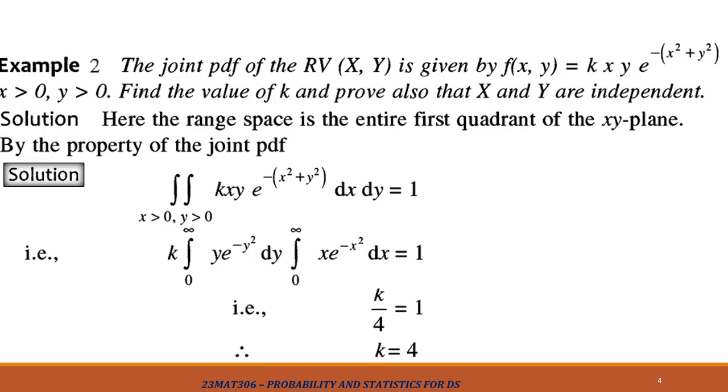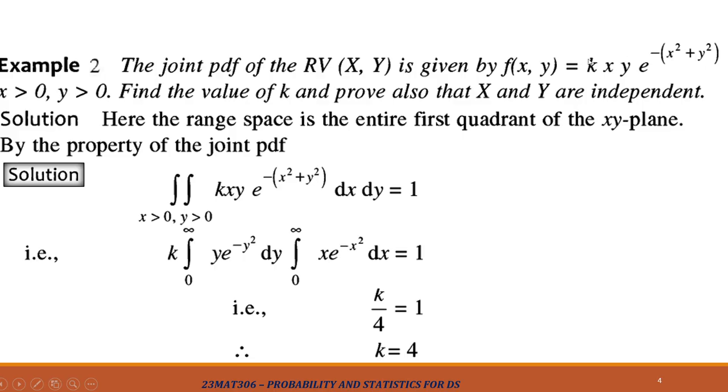Next we will go on to example 2. The joint probability density function of the random variables is given like this. It is an f function, so it is for continuous values. Note that here x and y are both greater than 0. Find the value of k and prove that X and Y are independent.